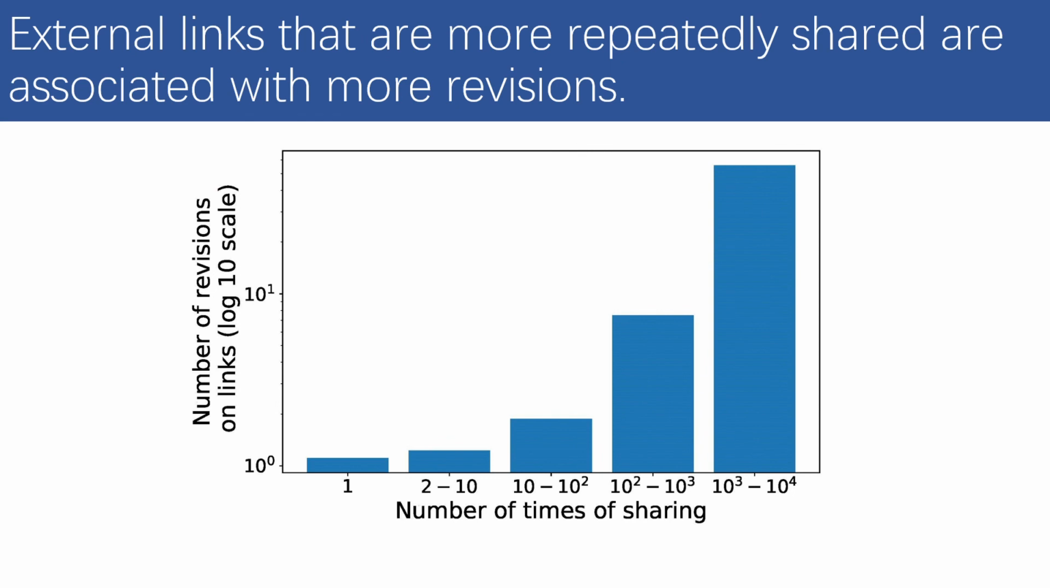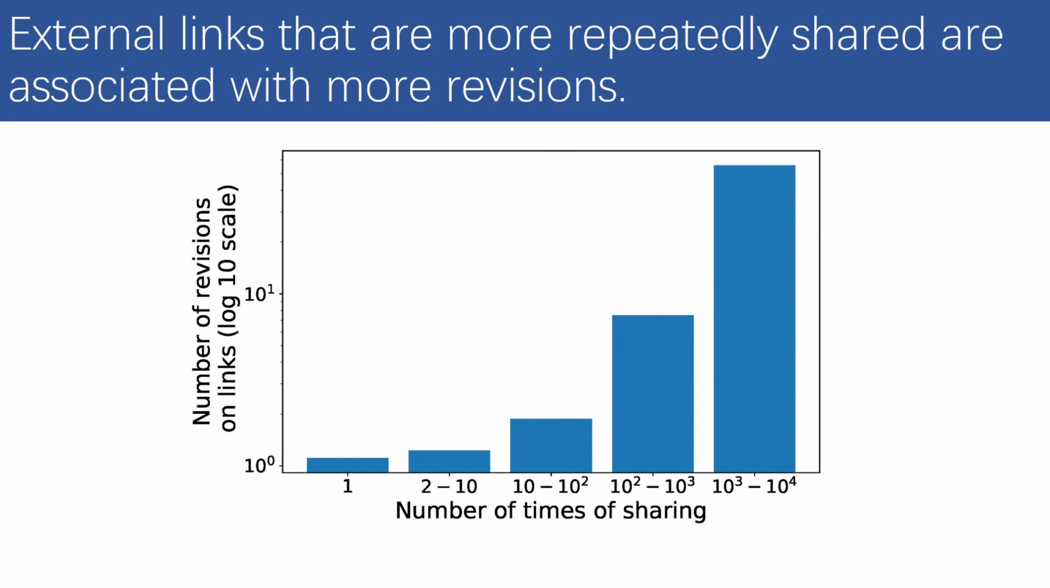External links that are most repeatedly shared are also associated with more revisions. This figure shows the distribution of the number of versions that revise the external links, based on the number of times sharing external links in answers. More specifically, we observe that the number of versions that revise the external links and the number of times sharing external links are significantly correlated. This shows that the use of repeated external links increases the maintenance effort.